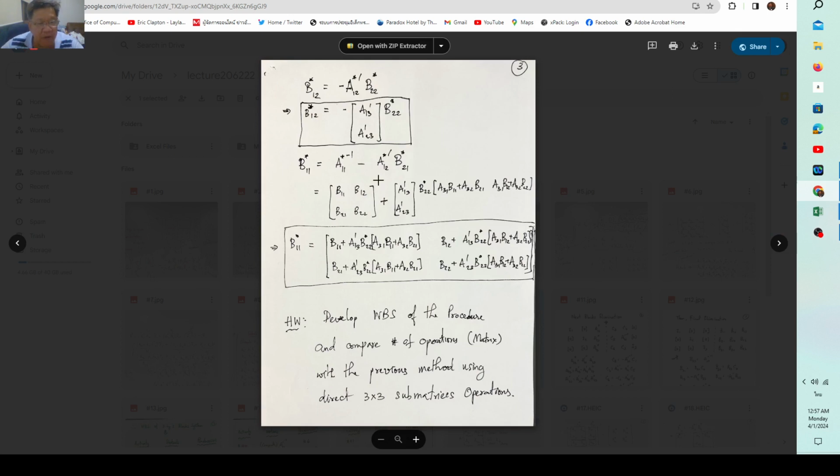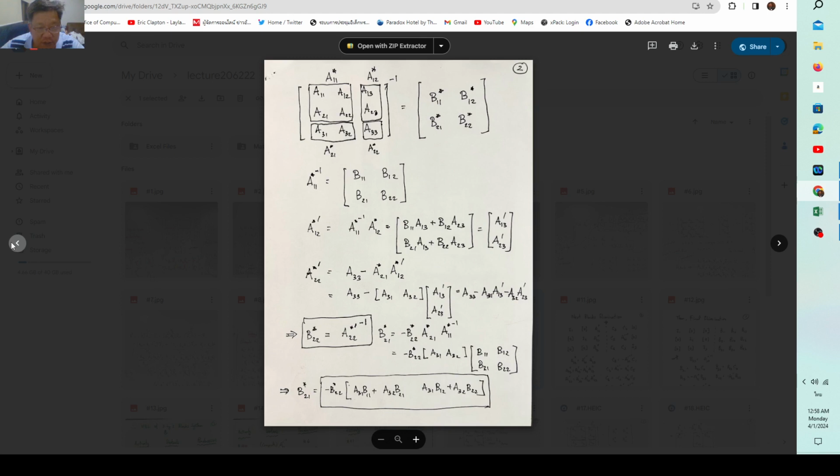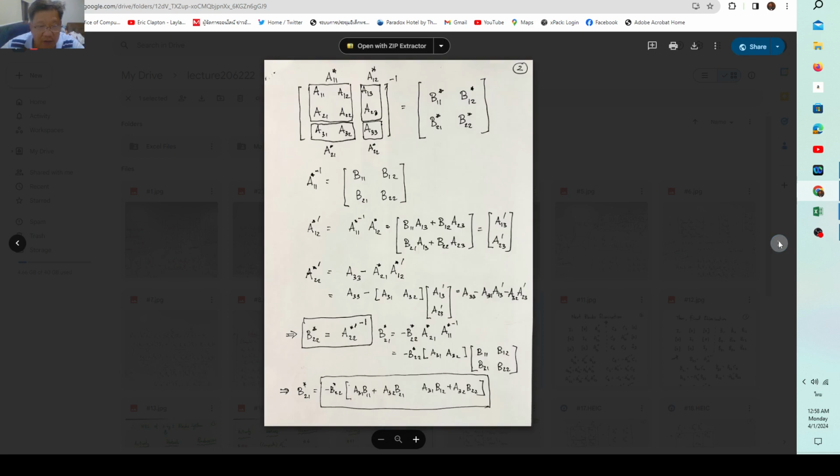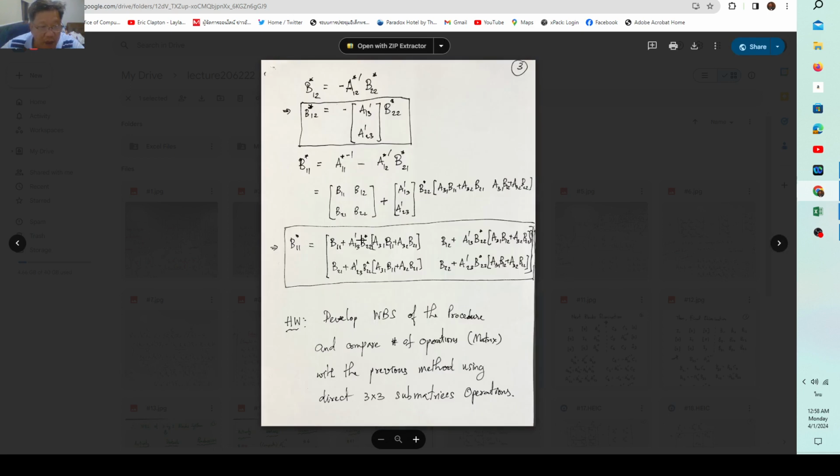And the most time consuming will be B11 star. B11 star is A11 star, this is the original value, minus A12 prime and B21. But you all know that A11 star here is already B11, B12, B21. And A12 prime is already here, just like we did.